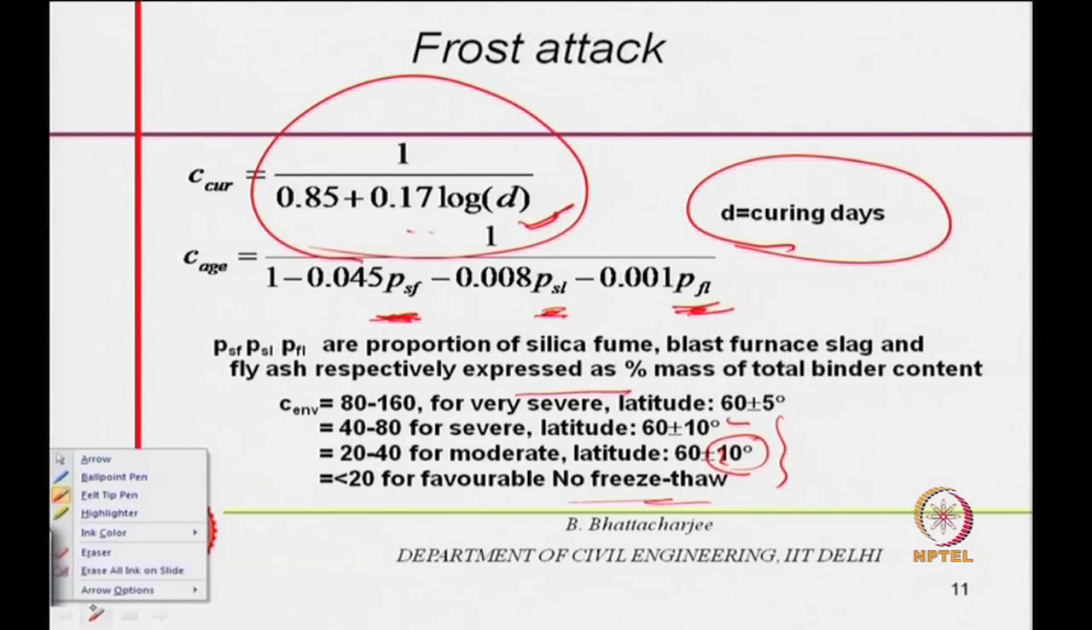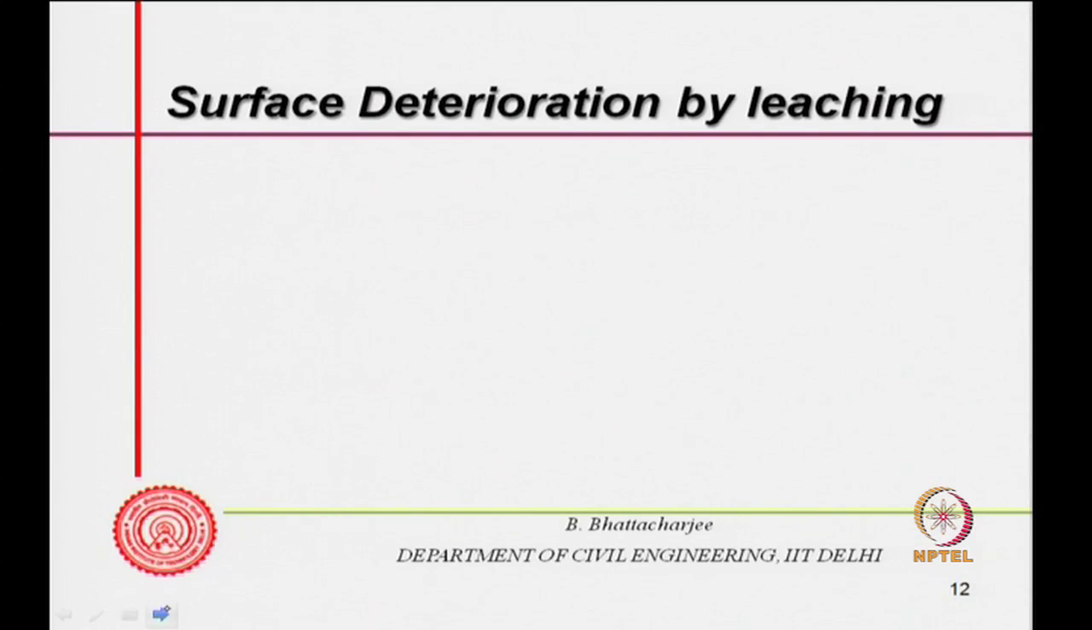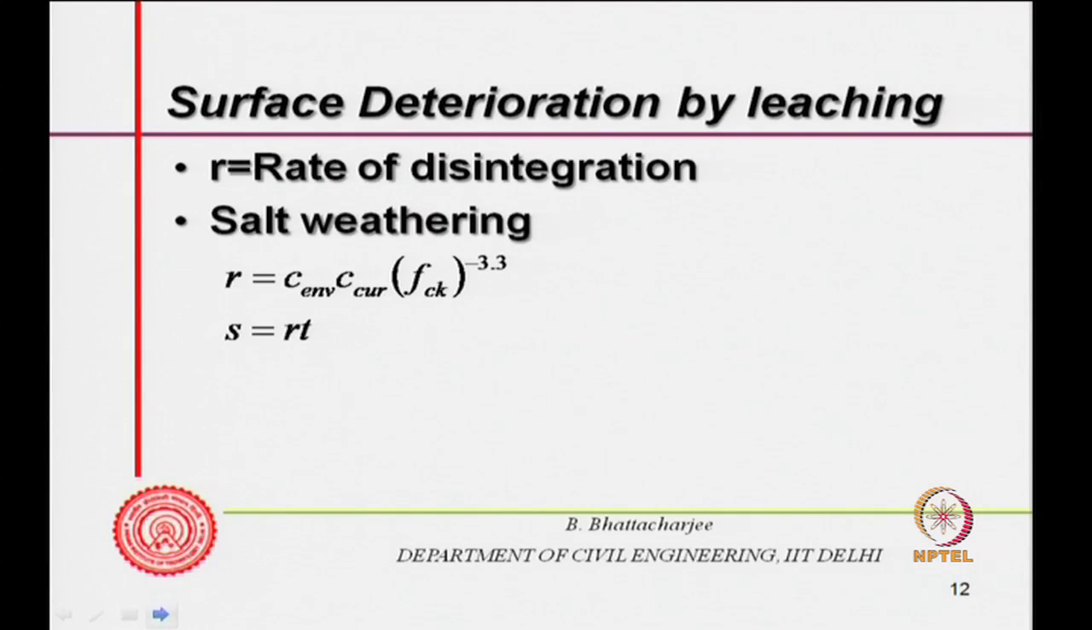So, that is related to frost attack, and surface deterioration by leaching that occurs in many places exposed to water. So, the rate of disintegration for the salt weathering situation is given by again a formula of a similar kind. See, this is an empirical formula, and although the values may not be applicable universally, it tells us what are the factors which govern this.